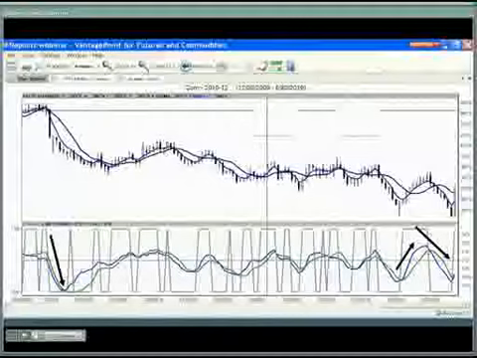The crossovers, you can see that we have right here. We had a crossover here which indicated a move to the upside, a short-term move to the upside. We had a move here that indicated a short-term move to the downside. So that's an important indicator.